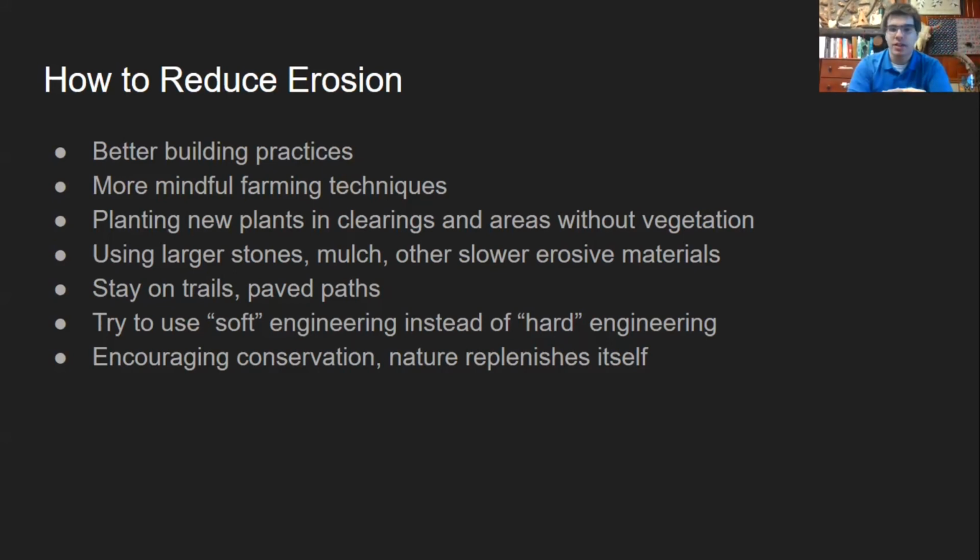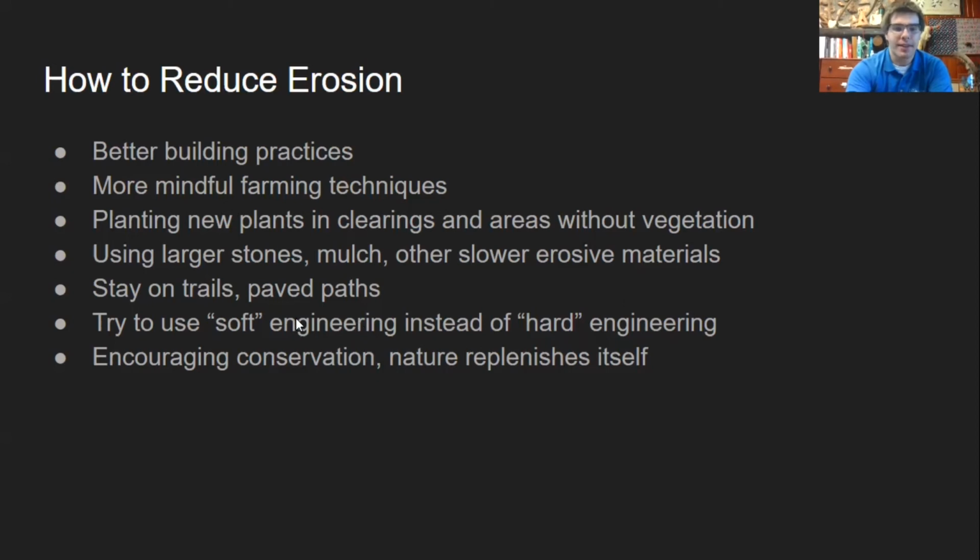In other places, using things like large stones, mulch, or pavement, even if you're going to be walking on it a lot, can help with erosive materials. Like if you're walking on a dirt path a ton, it's going to erode the dirt really fast. But if you put, say, limestone over it, or even pave it down, it's going to erode a lot slower. If you're ever at places like, say, Providence Canyon, you can stay on trails and paved paths.